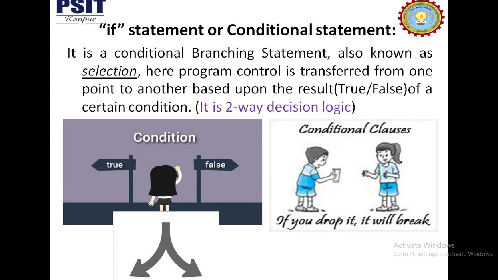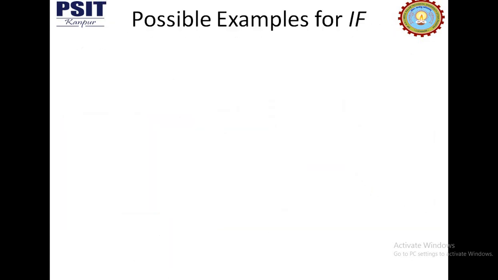If actually represents a kind of situation where we have to select any one and we have only two options, either true or false, or yes or no. Possible examples of if in our day-to-day life or in our technical scenario: we have various situations where we have to answer in any one. We have to select any one option, yes or no kind of thing.